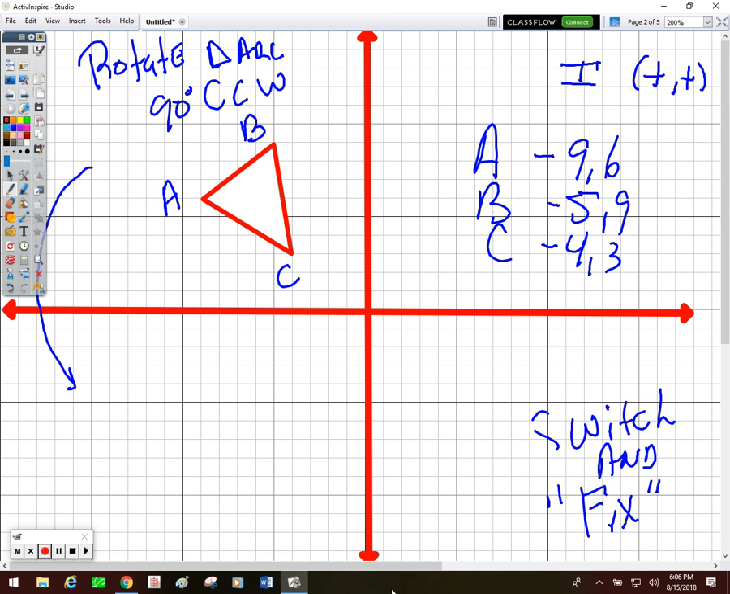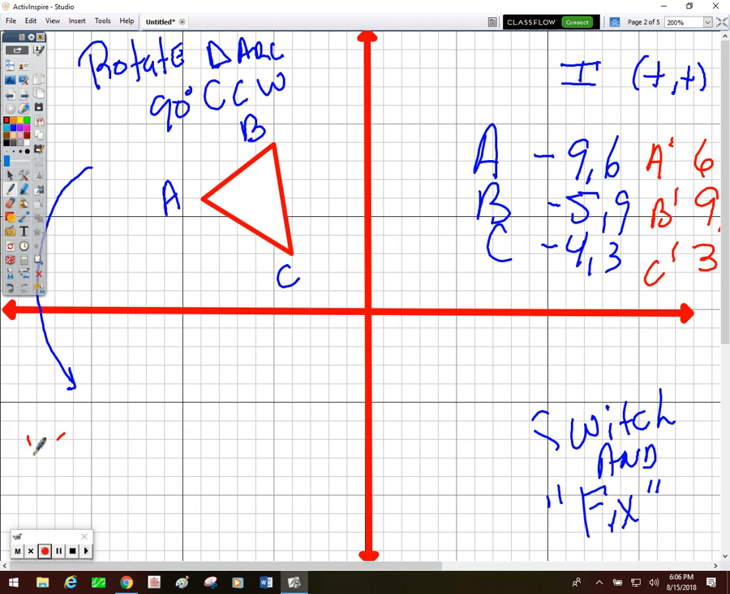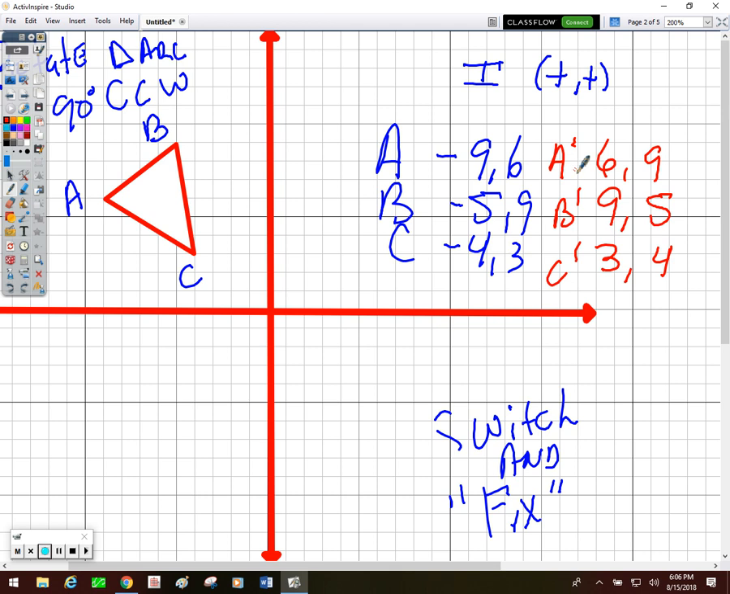All right, so let's talk about what's going to happen here. Same concept. All we're going to do now is switch the pairs again. 6, 9, 9, 5, and 3, 4. All I did was switch the orders. The X is now Y, Y is now X. Okay. All right, so we have A prime, B prime, C prime. So now we know we're in quadrant 3. Well, remember from the first part, in quadrant 3 the signs are negative, negative. So both of my numbers in my coordinates are now negative. Okay, so negative, negative.